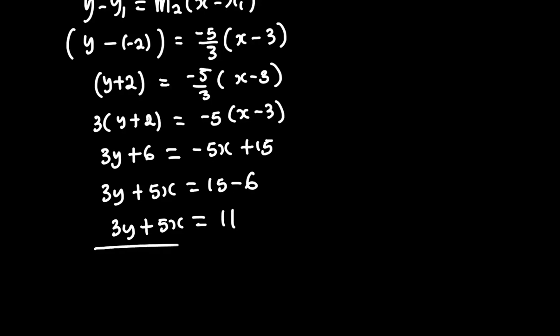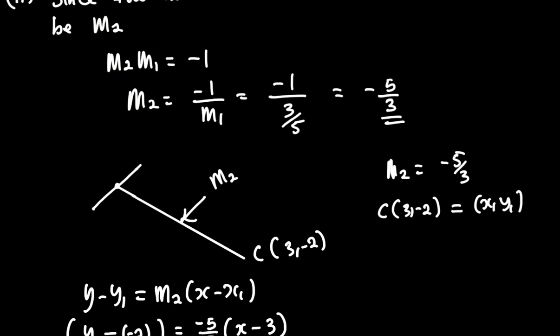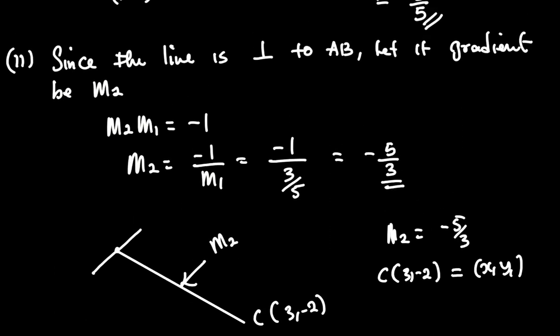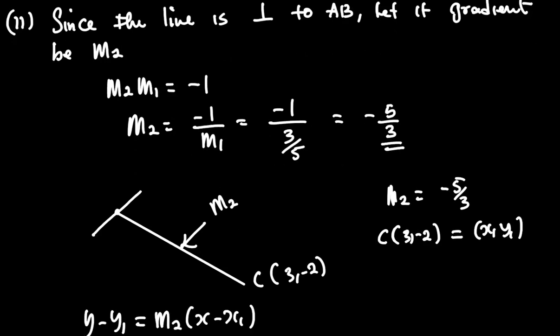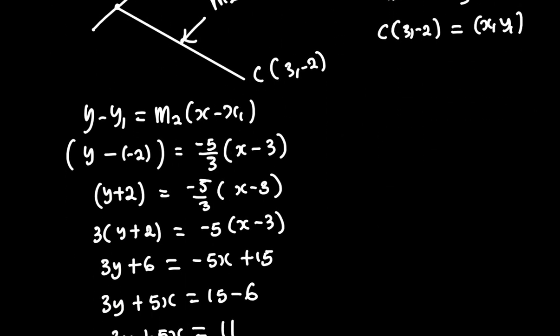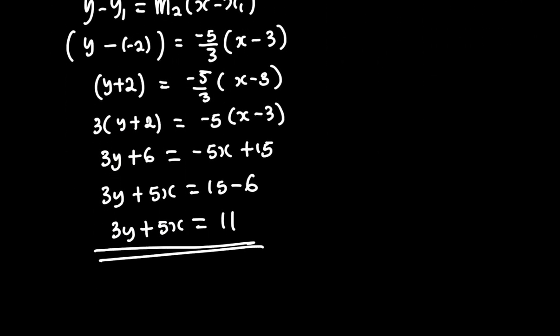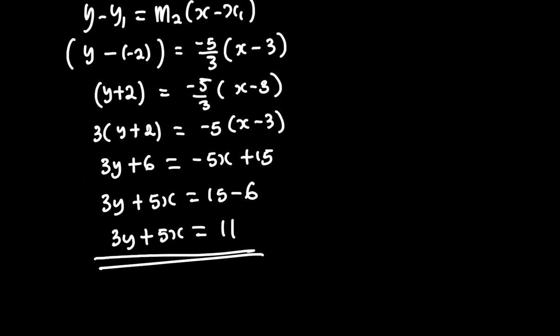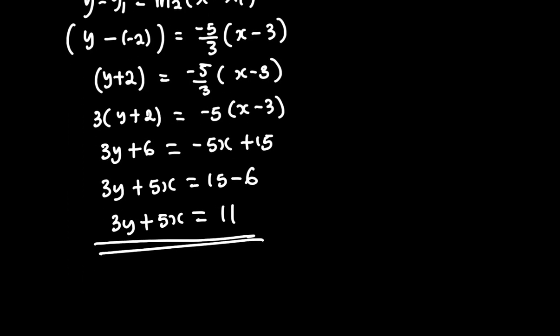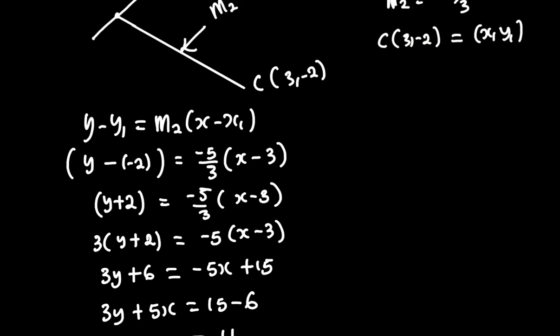Basically, this is the answer to this particular question, A(ii), where we are required to find the equation of the line passing through C perpendicular to AB. So we're done with this aspect. Then let's move to the next question.